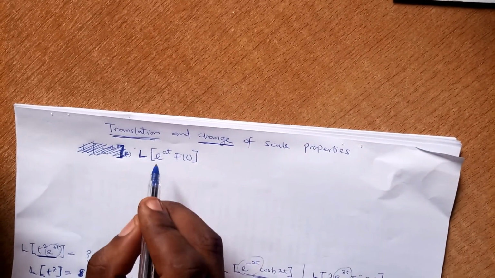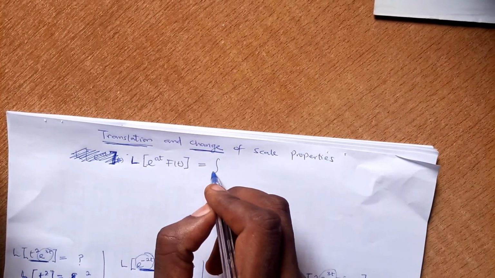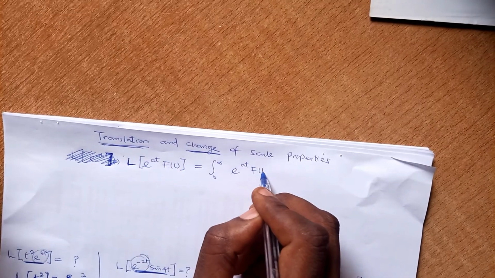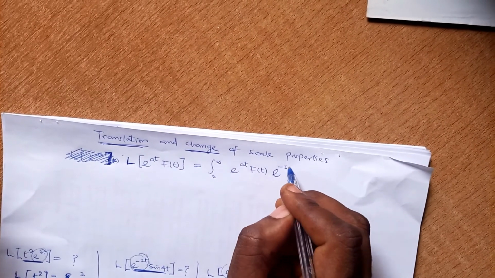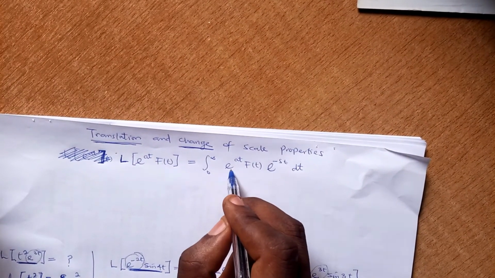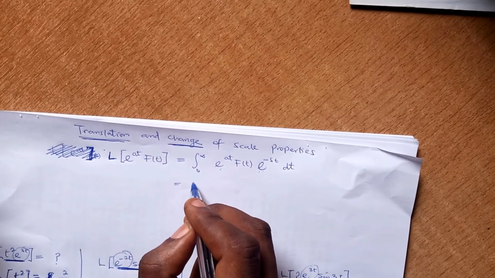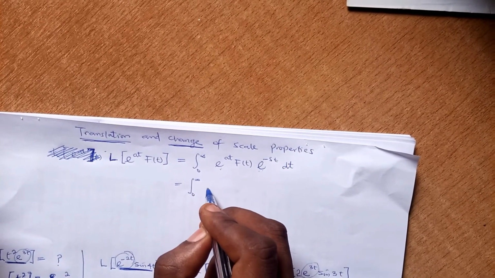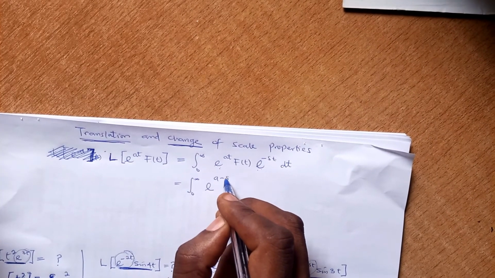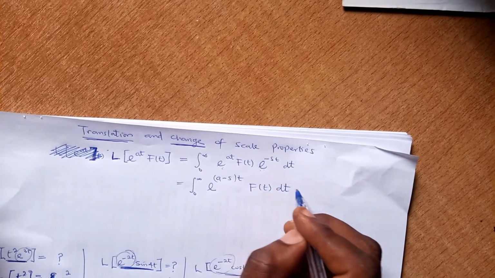You can now see, look at it. The Laplace transform of e to the at f of t, you will know that this is the same thing as the integral from 0 to infinity of e to the at f of t, then e to the minus st dt. So what do we need to do now? Let us try to join this and this together. If we join them, it will give us the integral from 0 to infinity of e to the power a minus x multiplied by t, then f of t dt.